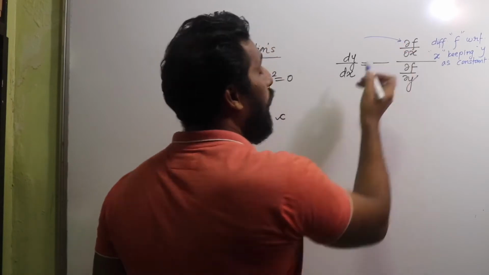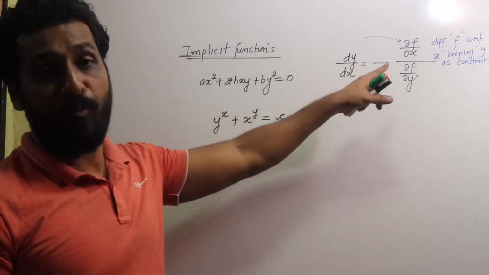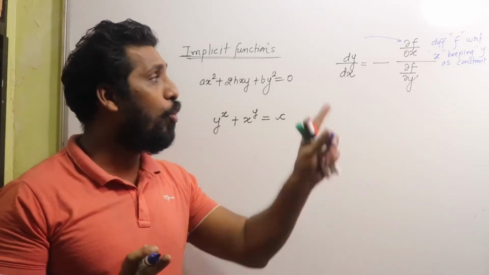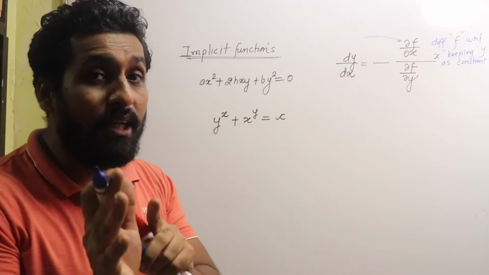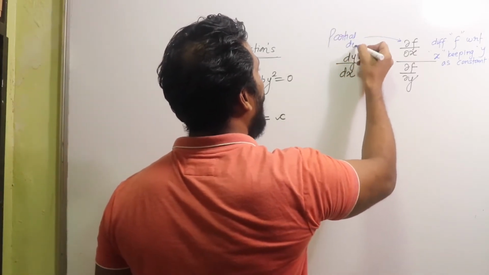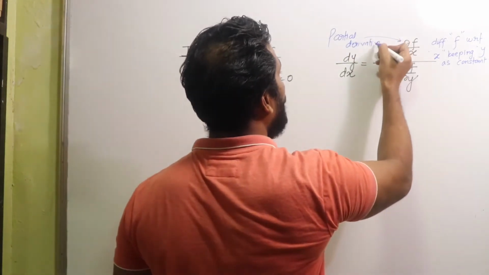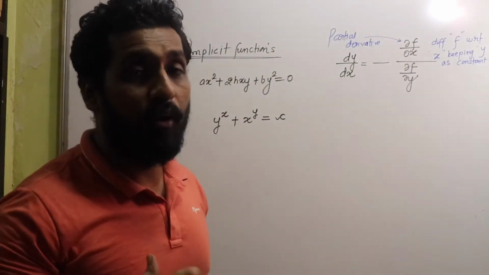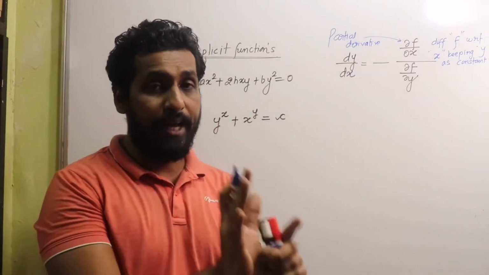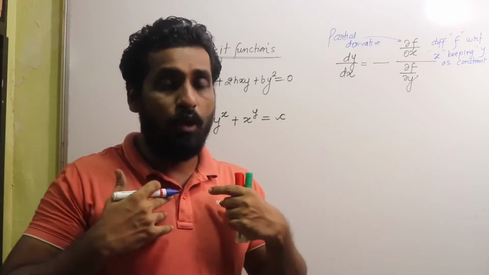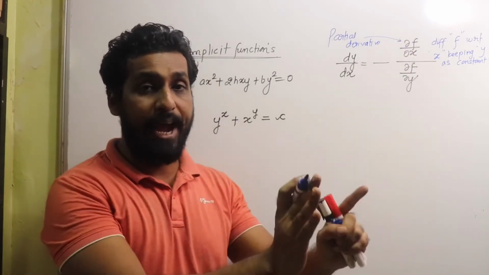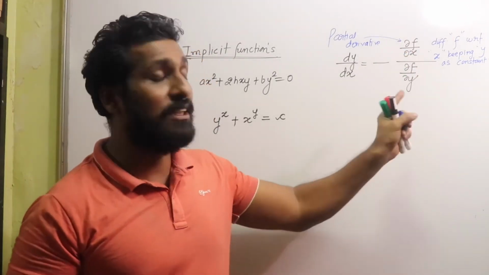When you go to engineering, you are going to get this dou f by dou x in your semester 2. Most universities have it in semester 2. It is called a partial derivative. I'm not going to go into too much detail of what a partial derivative is, because at this moment we have to just understand the technique. So dou f by dou x means differentiate f with respect to x, keeping y as a constant.